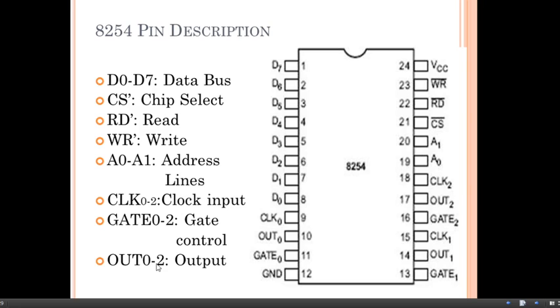Next is out 0 to 2. This is nothing but the output. So for counter 0 we have out 0, for counter 1 out 1, and for counter 2 it is out 2. So these are active high output lines of the respective counter. The output is again independent of the operating mode. So these are the total 24 pins of 8254, which is a programmable interval timer.